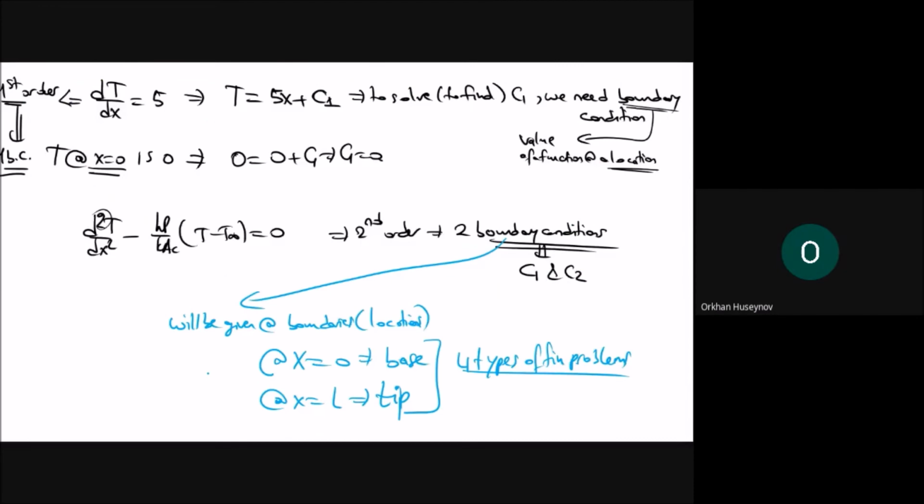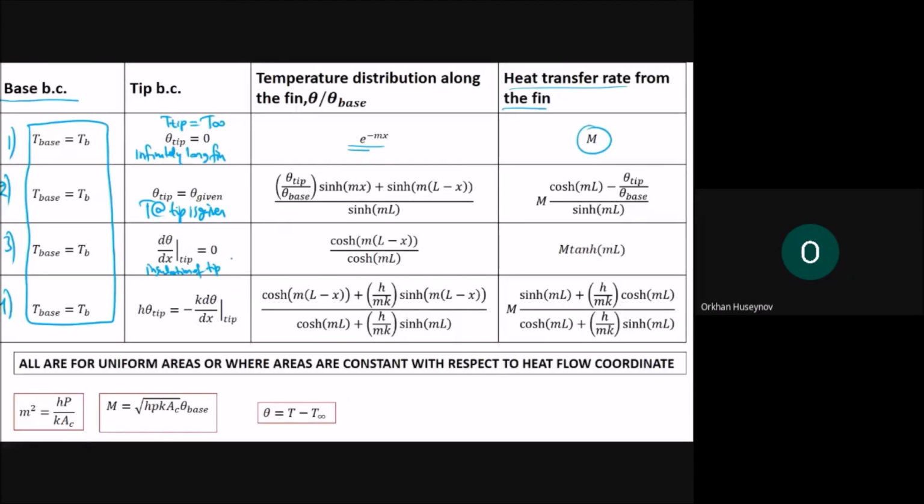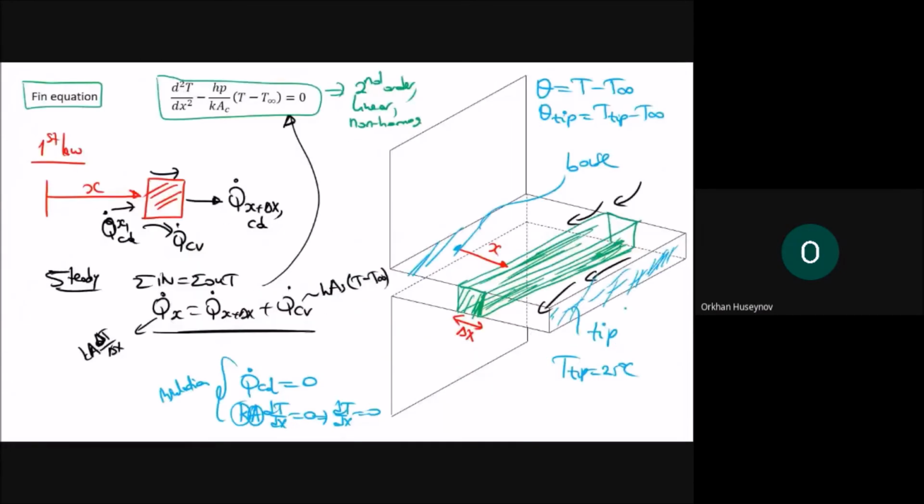Okay. Similarly here, if you have the insulation of the tip, this one is 0. It is also called an adiabatic tip. And the last option is that at the tip, Q dot by CV will be equal to Q dot by CD. This one is the conduction. Okay, at the tip, so this is the last option, that you will have heat transfer by the convection equal to heat transfer by conduction.